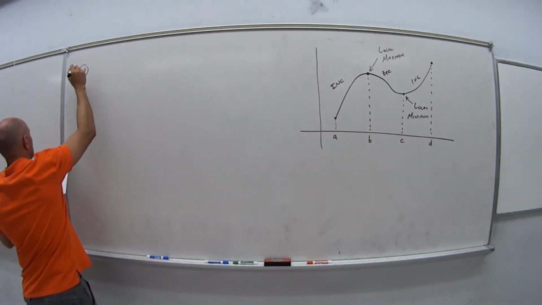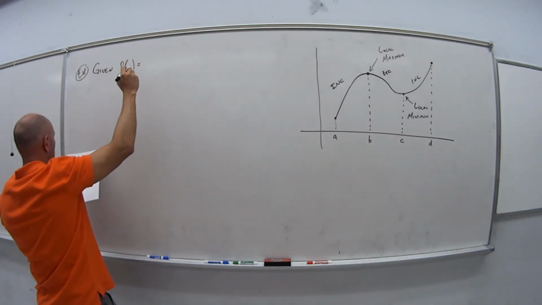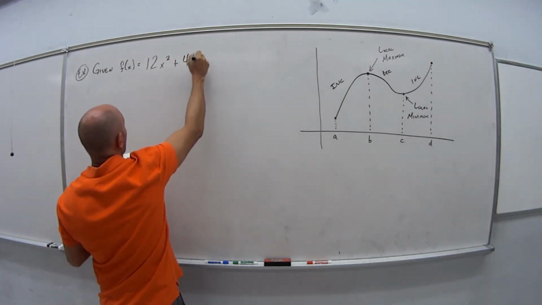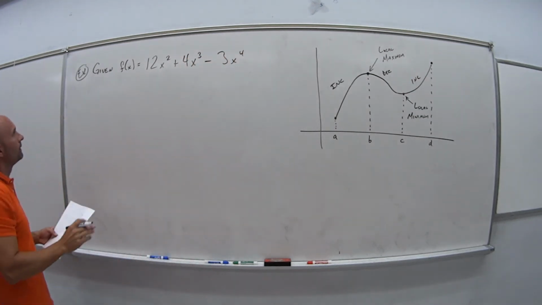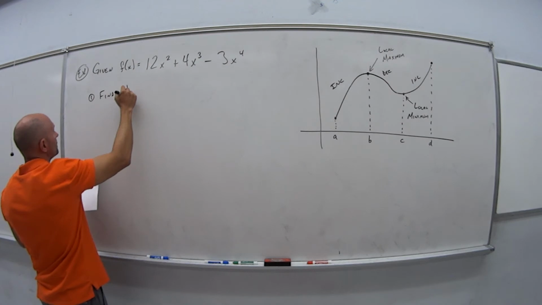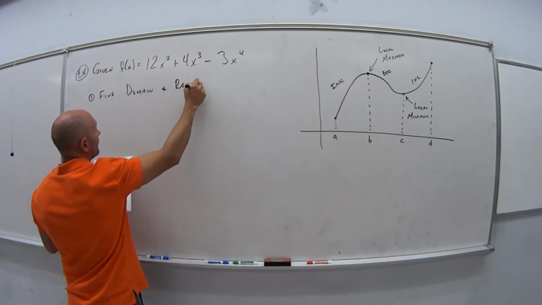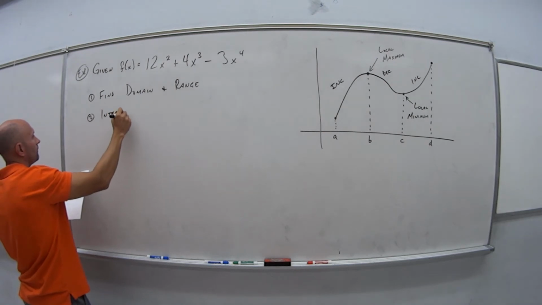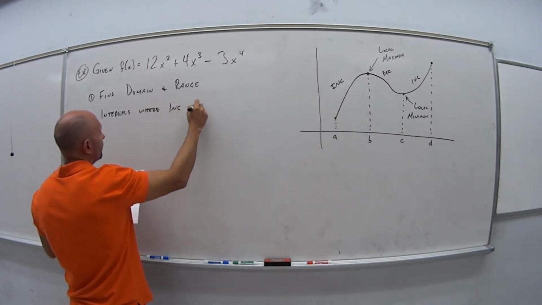So the last part of this video, let's say we're given f of x is equal to 12x squared plus 4x to the third power minus 3x to the fourth power. Given that function, I want to find the domain and range. And I also want to know the intervals where it's increasing or decreasing.